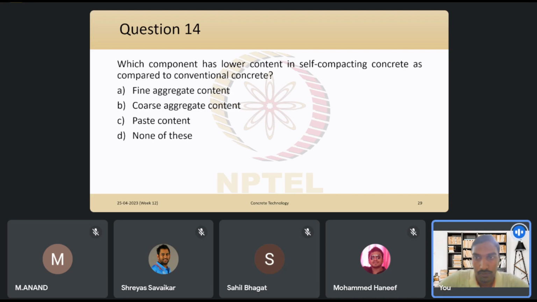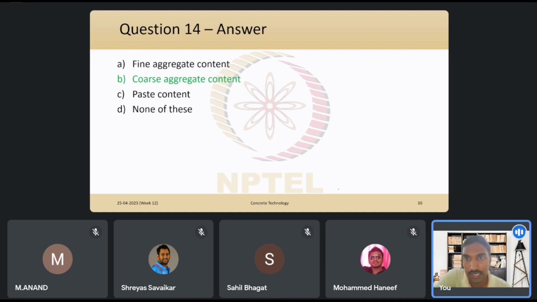We have one vote each for A, B, and D. Okay, two votes for B, one for A, one for D. Right. So the right option is option B, the coarse aggregate content.